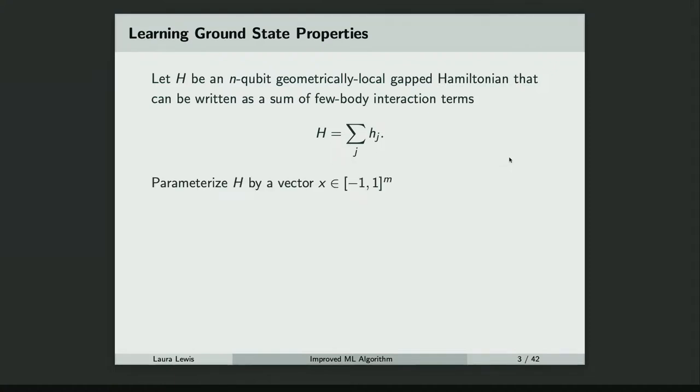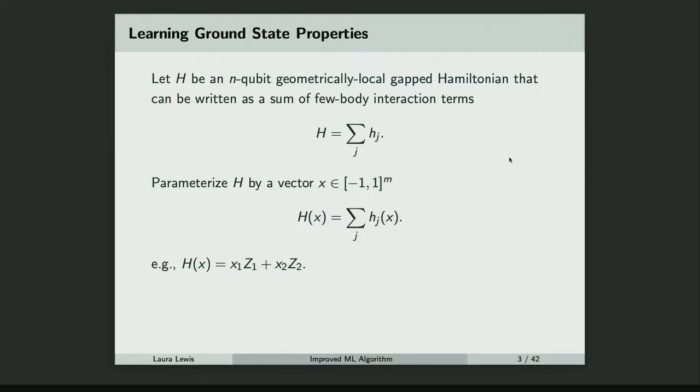And what we do in this work is we parameterize H by some vector x. Here x can take any value from -1 to 1. It's an m-dimensional vector, and I'll usually refer to this vector as the parameter vector, or just the parameters of the Hamiltonian. Writing this parameterization, we can write h of x as a sum of each of these local terms, h_j of x. Each of these local terms now depends on this parameter vector x. So you can think of h of x as just a map that takes this vector and maps it to a matrix.